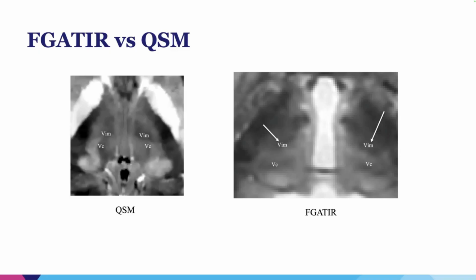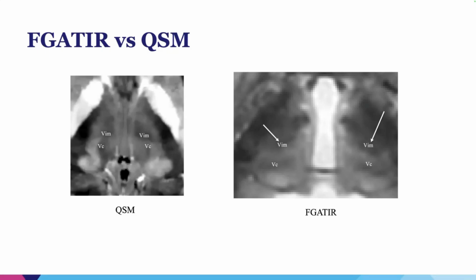You can see examples of this here, that they both can see VIM and VC. They are typically dark bands that are one behind the other, along with a transition zone. It's pretty clear to see this at the level of the ACPC plane. Again, probably more or less equivalent there in terms of how you use QSM.